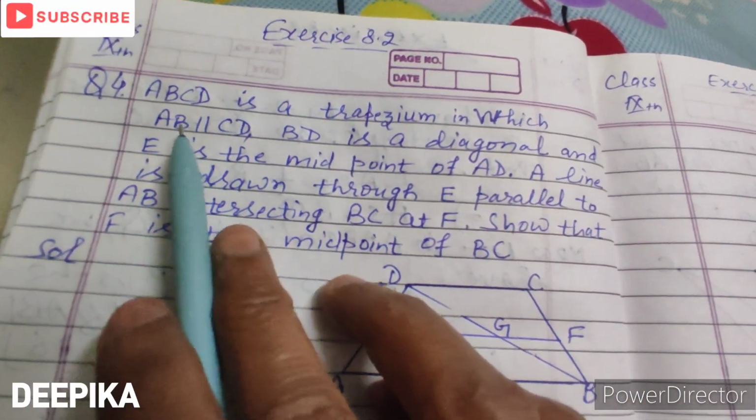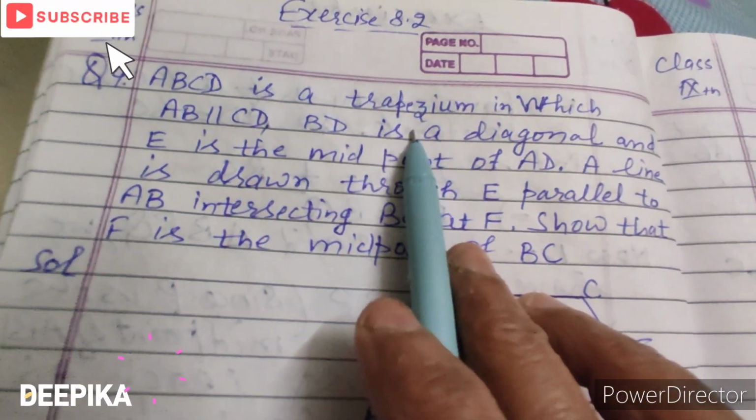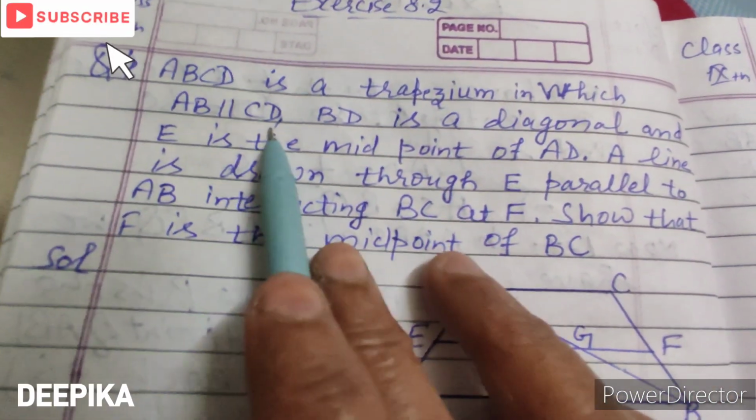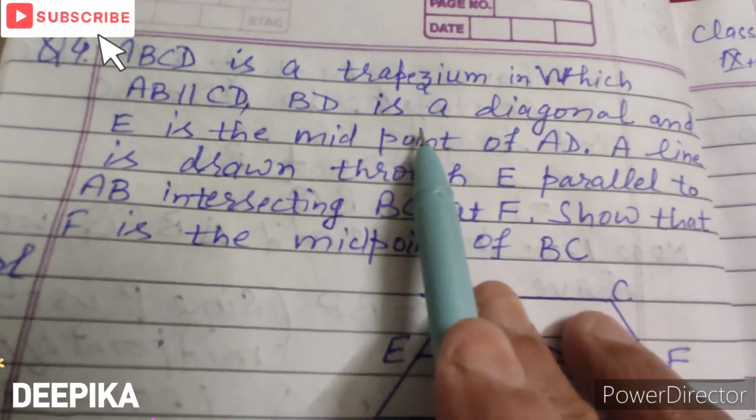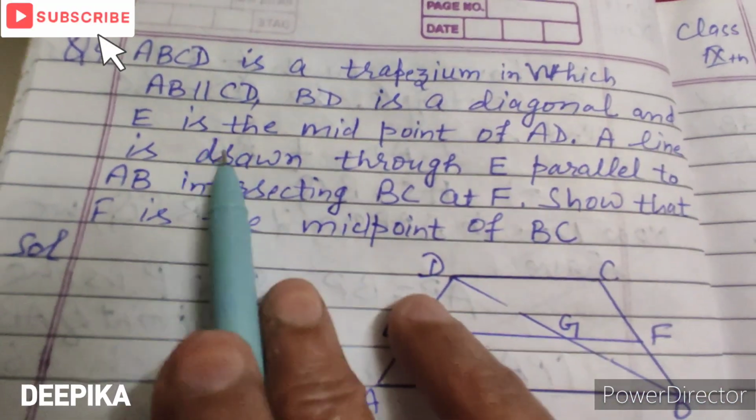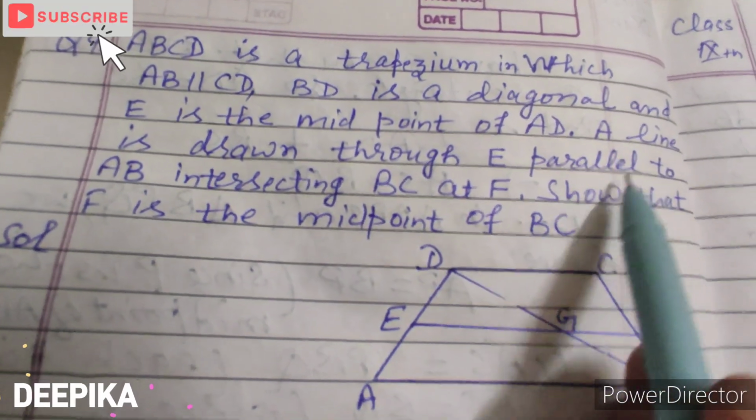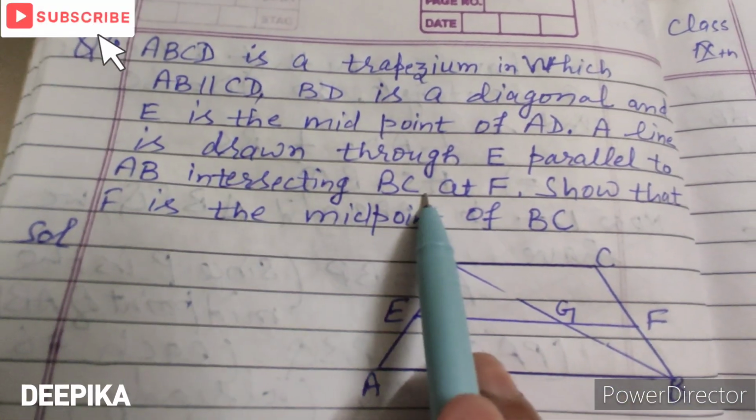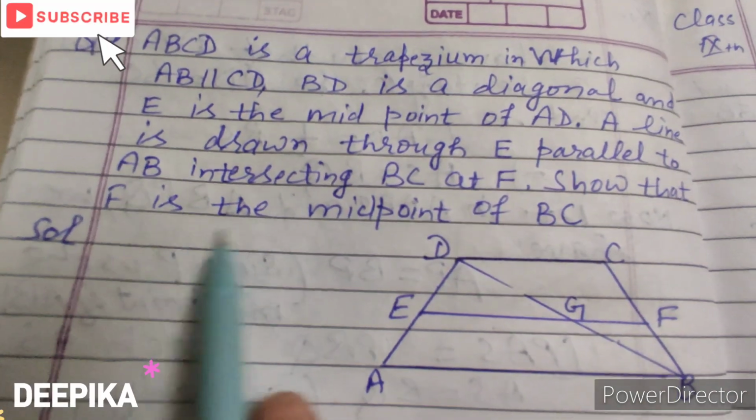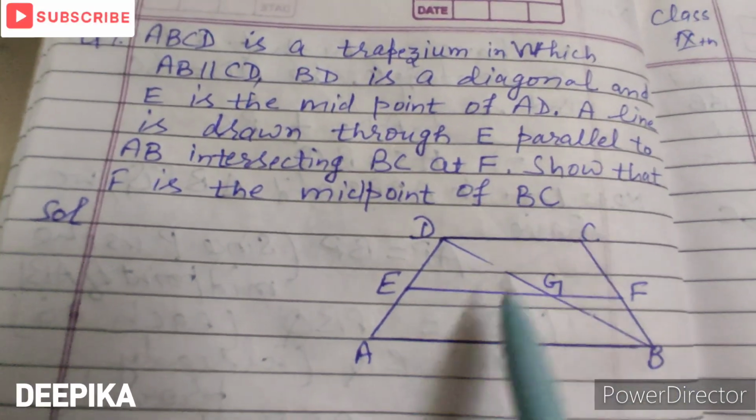Question number 4. ABCD is a trapezium in which AB is parallel to CD, BD is a diagonal, and E is the midpoint of AD. A line is drawn through E parallel to AB intersecting BC at F. Show that F is the midpoint of BC.